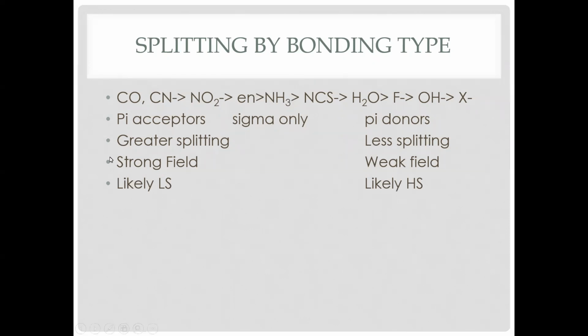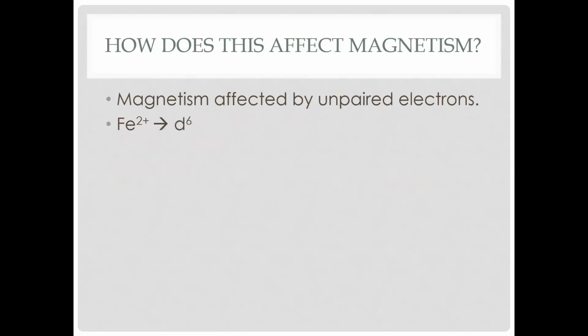So when we have a strong field, we're likely going to have a low spin arrangement because we have greater splitting. When we have a weak field, we have less splitting, so we're likely going to have a high spin environment. All right, so obviously this is going to affect magnetism because it changes the number of unpaired electrons.